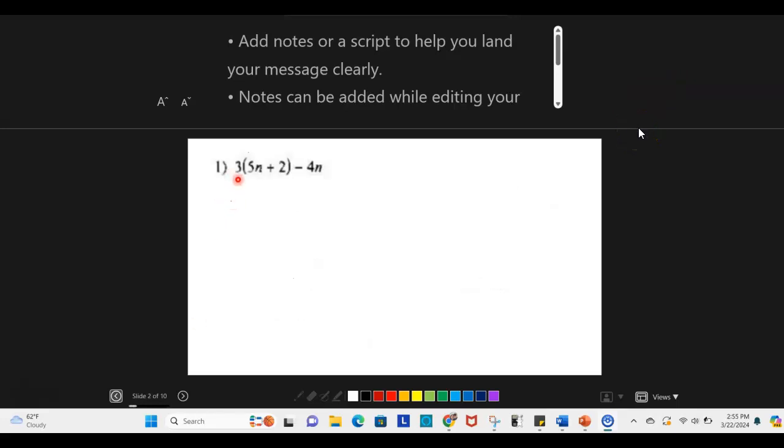So within this first example here, you'll notice that the value that we're distributing is going to be this positive 3. We're going to distribute it to the first term inside the parentheses and to the second term. So we're going to distribute it to a positive 5n and to a positive 2. We do not distribute it to any values on the other side of the parentheses. So let's go ahead and get started here.